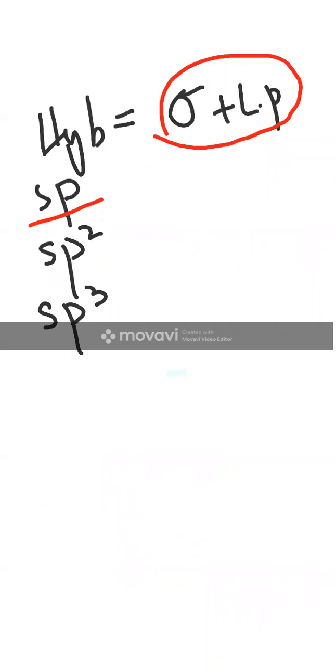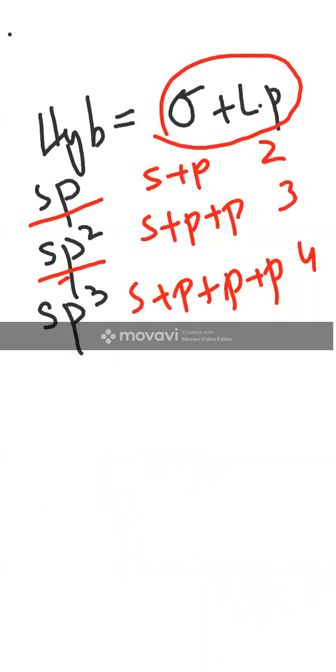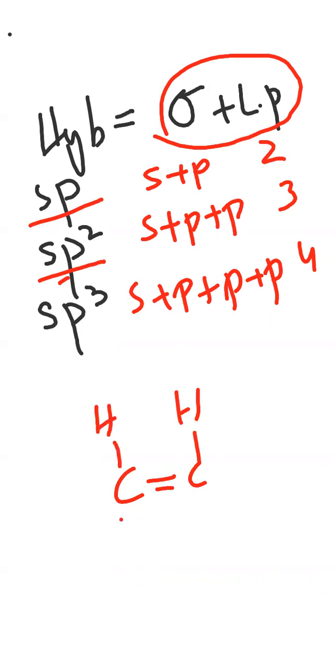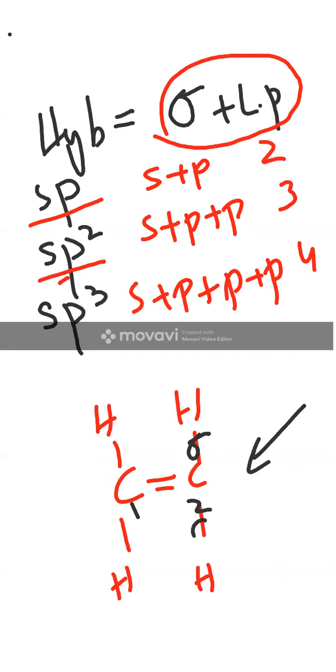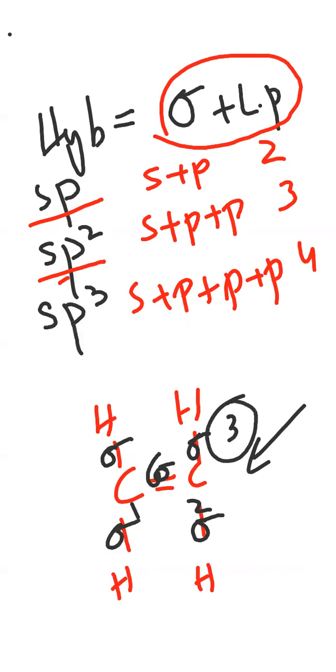For example, there is ethene, this is ethene. If they ask you what is the hybridization of carbon in ethene, so there are two carbon and you have to find hybridization of both the carbon separately. So for this carbon, one sigma, two sigma, then there is a double bond. Between the double bond there is one sigma all the time, so three for this, and one sigma, two sigma and three sigma. So three for this means sp2, so both the carbons are sp2 hybridized in ethene.